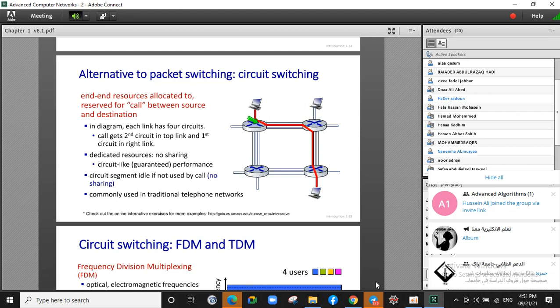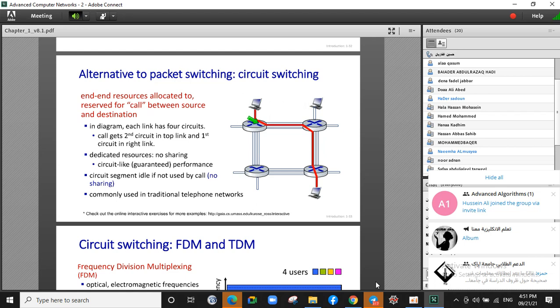I should pay for that circuit, even if I use it or not. Okay, I should pay for that. This circuit is dedicated to me, and nobody can use it. Nobody can use it. Just I can use it. Okay? There is no sharing here. No sharing of resources.